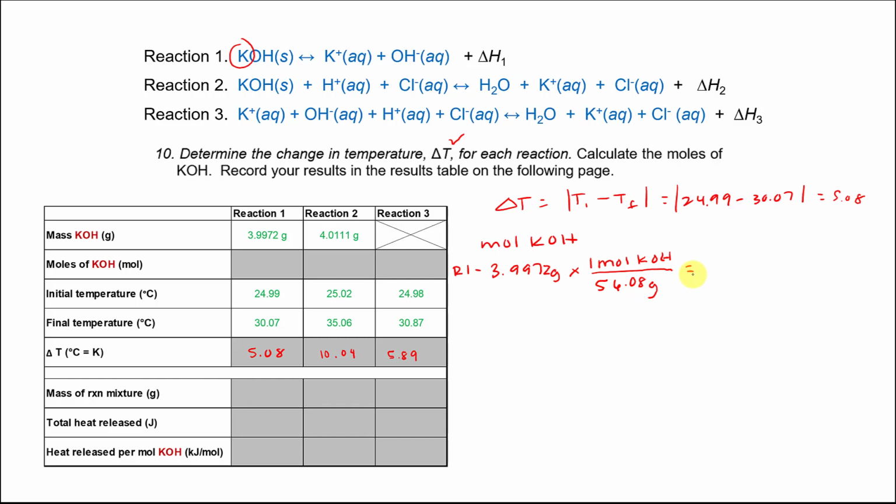And you will use the mass of sodium hydroxide, not potassium hydroxide. So I'll do this calculation, and that comes out to 0.07128 moles of KOH for reaction 1. And the reaction 2 calculation will be the same.